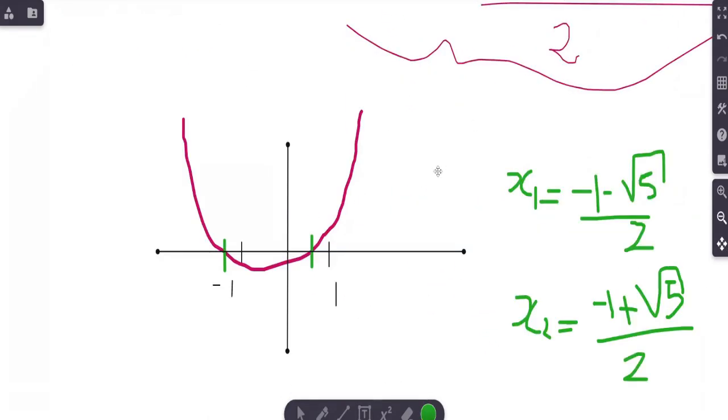Okay, so this is our answer. Here I have drawn the curve y equals x squared plus x minus 1, and here in red you have the two solutions. x1 equals minus 1 minus square root of 5 divided by 2. Okay. So this is x1 and this is x2, okay, which is positive.